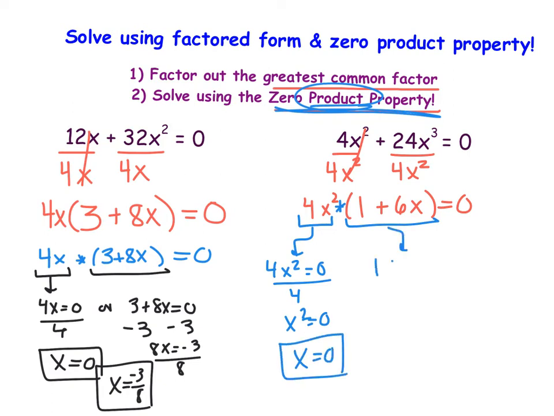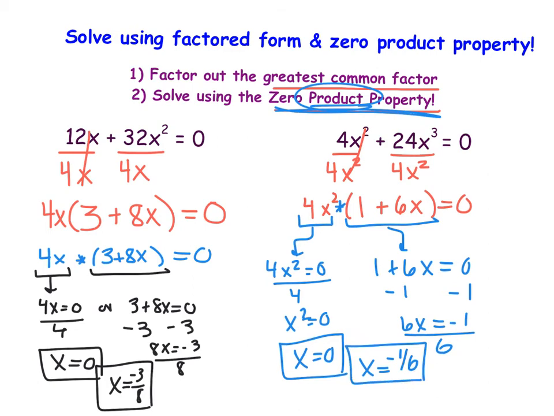And then if I set the second part equal to 0, subtract 1. So I get 6x is equal to negative 1, divided by 6. I find that x is equal to negative 1/6. So I have my two values for x that will make that original equation true.